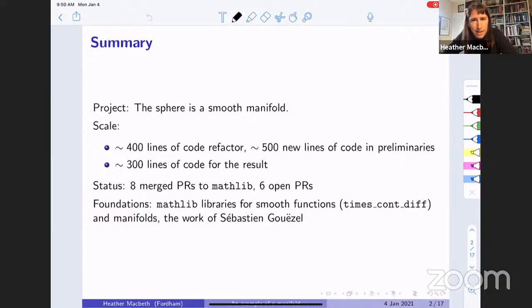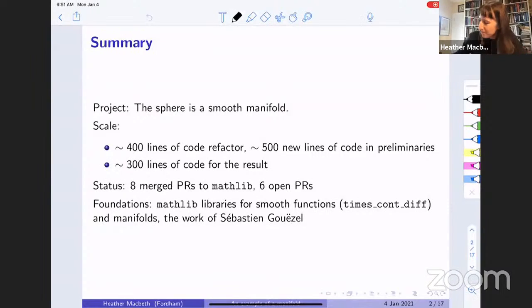And the very first point I want to make is that this is a challenging intermediate exercise. The reason that it's a challenging intermediate exercise rather than impossible is that we have this enormous manifolds library written by other people, and specifically by Sebastian Gouëzel. So this is a toy. This is a fun project designed to explore the manifolds library, but the real work has been done by someone else.